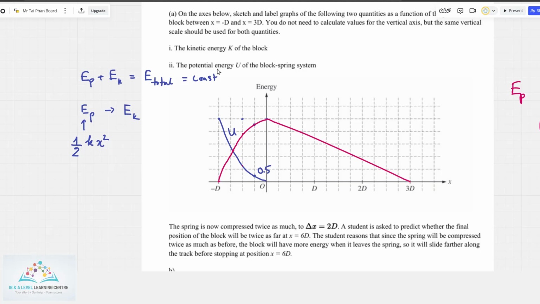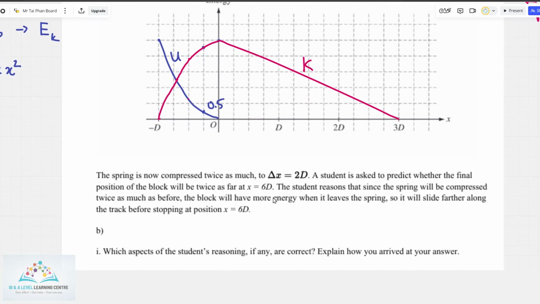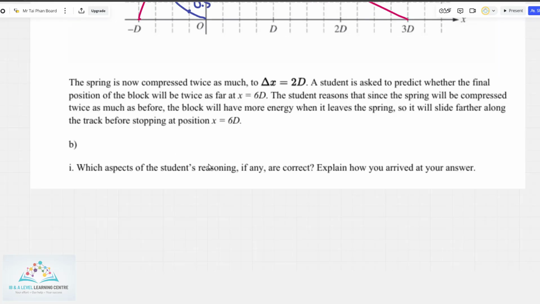Okay. Question: indicate those two things. The potential can be indicated as U here, and the kinetic is K. The next question B. The spring is now compressed twice as much, to 2D. A student is asked to predict whether the final position of the block will be twice as far as 6D. The student reasoned that since the spring will be compressed twice as much as before, the block will have more energy when it leaves the spring, so it will slide farther along the track before stopping, at a distance x equals 6D. Which aspect of the student reasoning, if any, are correct? Explain how you arrive at your answer.